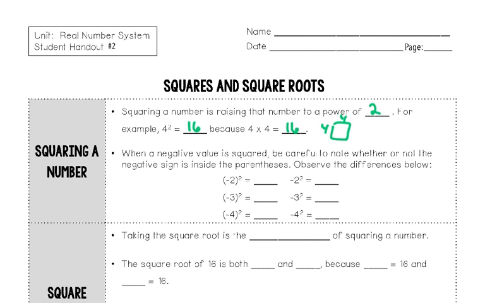When a negative value is squared, be careful to note whether or not the negative sign is inside the parentheses. So pay attention to this. This is really important. When you're looking at this problem here, there's a negative 2 in parentheses. So it helps to write it out as negative 2 times negative 2. A negative times a negative is always positive. So this would be 4. But be careful, because this one does not have a parentheses. This one right here does not have a parentheses. So if you typed it in the calculator, it would come out negative 4.